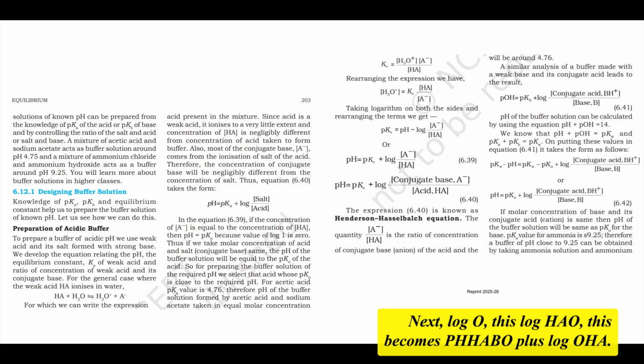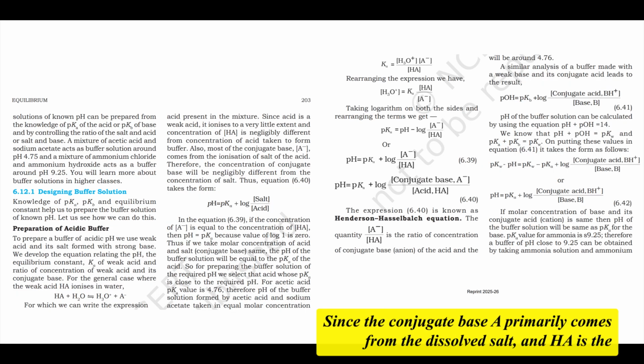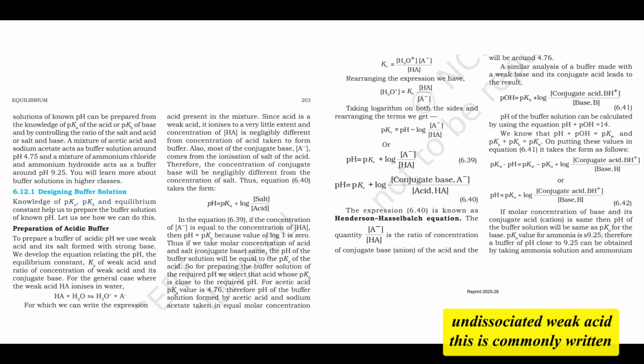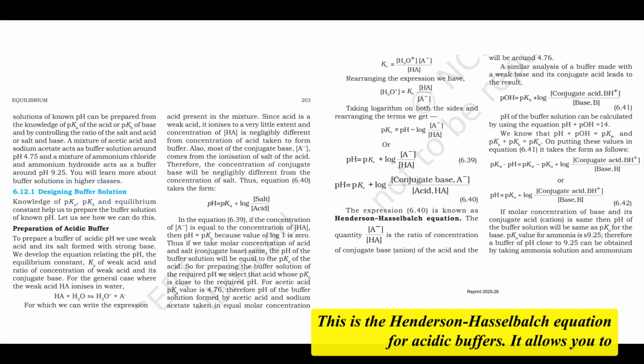Next, -log[H+] = -log Ka - log([HA]/[A-]). This becomes pH = pKa + log([A-]/[HA]). Since the conjugate base A- primarily comes from the dissolved salt and HA is the undissociated weak acid, this is commonly written as pH = pKa + log([salt]/[acid]). This is the Henderson-Hasselbalch equation for acidic buffers.